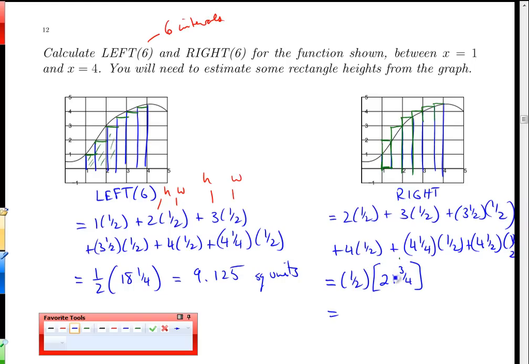And if we multiply that by a half, we'll get 10.875, I believe. 3/8, yeah, 7/8. So that gives us an upper estimate.